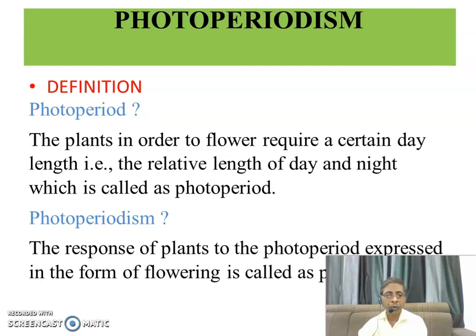So what is meant by photoperiod? Photoperiod is the day length that plants require in order to flower, or the relative length of day and night, which is called the photoperiod. What is meant by photoperiodism? The response of plants to the photoperiod, expressed in the form of flowering, is called photoperiodism. So this is about photoperiod.